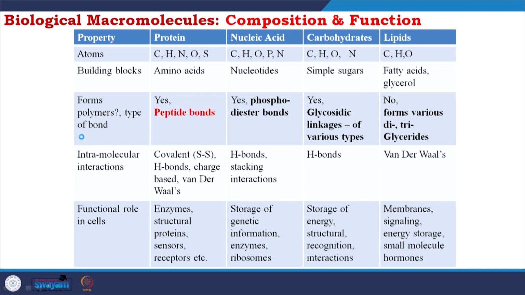Functional role in the cell: proteins, as we discussed, work as enzymes, structural proteins, sensors, receptors, etc. Nucleic acid is a storage of genetic information. It also works as an enzyme in the form of ribozymes. Carbohydrates: storage of energy, structural formation, recognition, interactions. Lipids: membrane formation, signaling, energy storage, and small molecules like hormones.